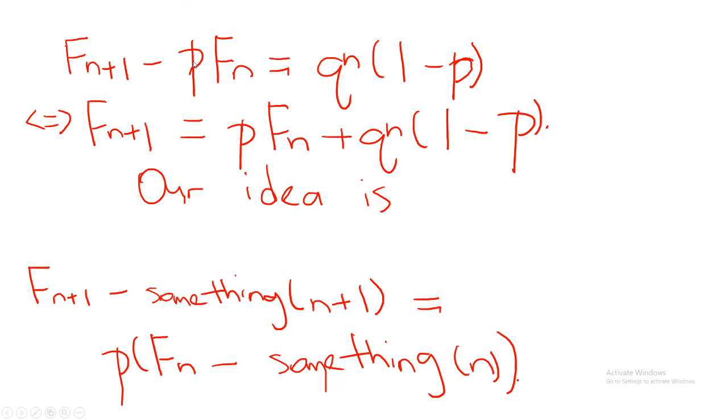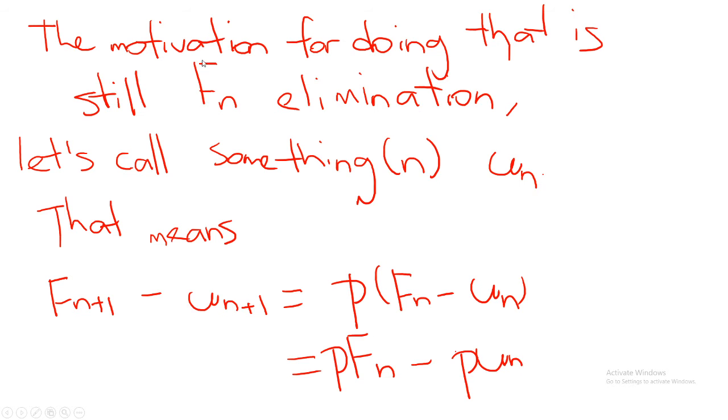Now let's do something to this equation first. Do some pre-processing. According to some fancy transformation, fn plus 1 is equivalent to p times fn plus q to the nth power times 1 minus p. That is a pretty simple transformation. Our idea is fn plus 1 minus something about n plus 1 is equivalent to p times fn minus something about n. If you don't get the point of doing this, please watch the previous part of the video again.